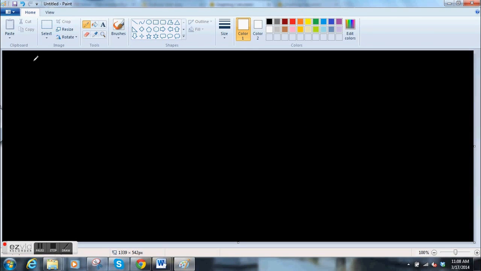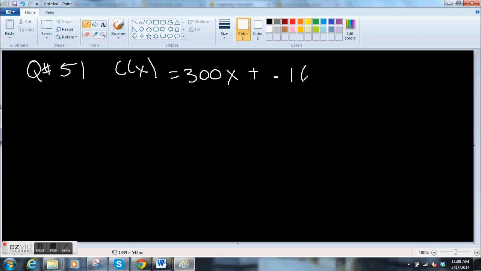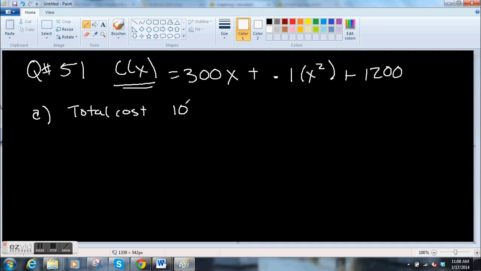A cost problem. This is question number 51, and it says the cost of producing a product is given by C of x, the cost for x, is equal to 300x plus 0.1 x squared plus 1200. As you go through this book, there are a lot of cost functions, so that's why I wanted to call this problem to your attention. Part A says find the total cost of producing 10 units.